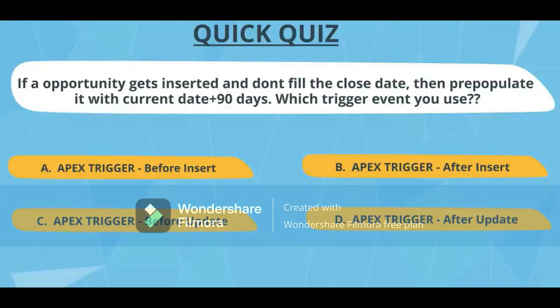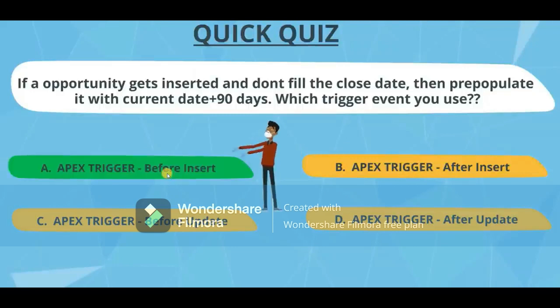As you have seen, this is an insert operation that the user is doing, right? So whenever an opportunity is inserted, if they don't provide the close date, then pre-populate it with the current date plus 90 days. As you know the thumb rule to decide whether it is before insert or after insert, you need to decide whether you're doing a pre-population or validation of the record. If you are doing either pre-population or validation of that record, then you should be using before insert, not after insert, as this is an insert operation. So we need to choose either before insert or after insert. By the thumb rule, we have decided it is before insert. So the answer would be before insert.